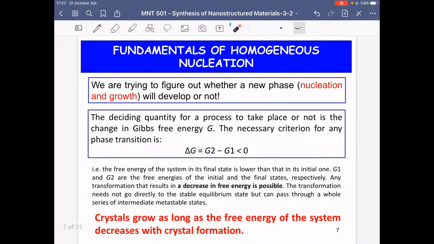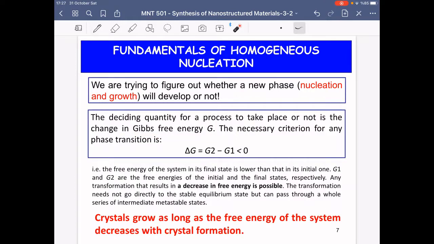So we know that it's a phase change reaction, and we're trying to figure out whether a new phase will develop or not. And what we mean by new phase here is nucleation and growth. That's when my first nanoparticle appears in my system. The deciding quantity for a process to take place or not is the change in Gibbs free energy. Okay, that's very, very important.